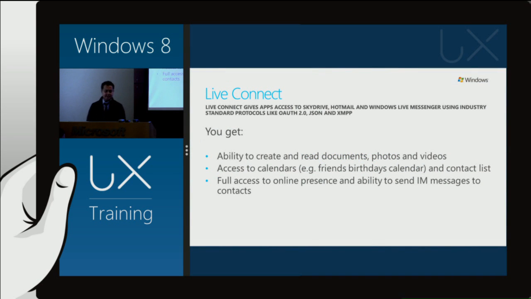And Live Connect is a great way to allow your app to have access to users' SkyDrive, their Hotmail, Windows Live Messenger, and you give your app the ability to create and read documents, push out information to people's calendars so you have multiple ways and channels that you can engage them with your app experience. And the full access to their online presence, so you give them the ability from your application, in fact, to send IM messages, say, to the contacts and people that they know.